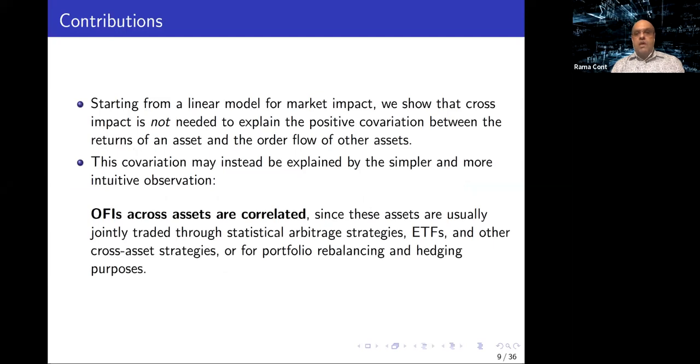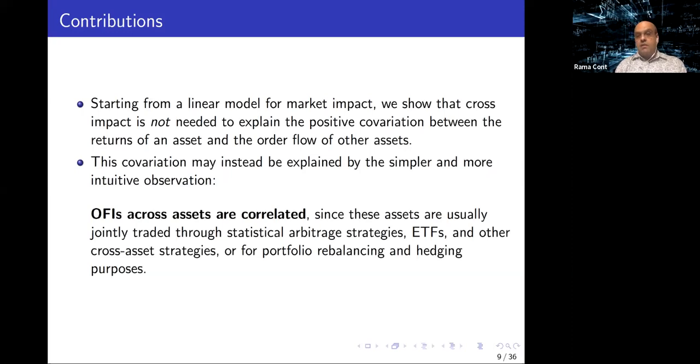Okay, so here is a summary of what I'm going to try to show you. We're going to try to convince you that this notion of cross impact is really not necessary to explain anything. The observed covariations, of which I gave a few examples, between price moves in one asset and order flow imbalance in other assets can simply be explained by a simpler and more intuitive observation, that order flow imbalances across assets are correlated.